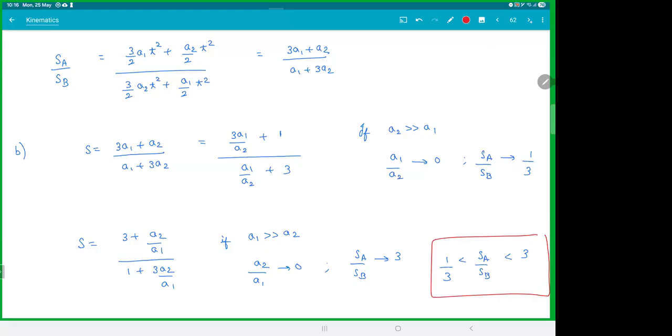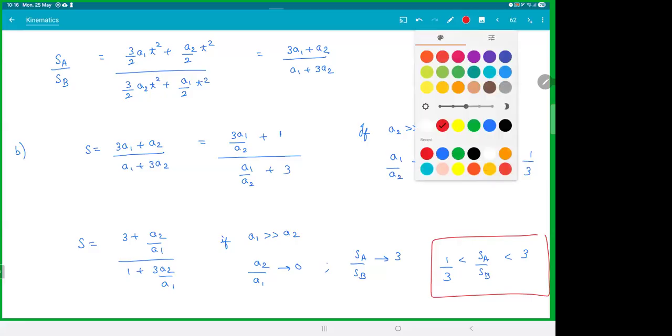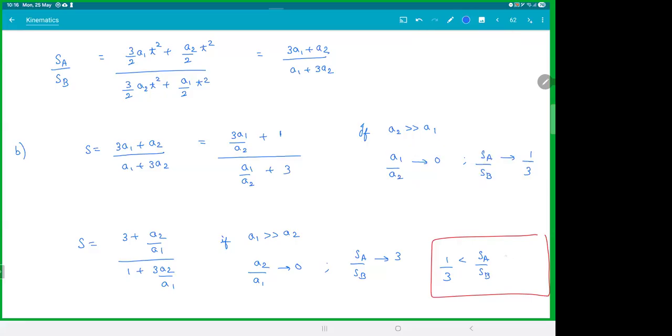Is that clear, everyone? So if your A2 becomes infinity, then you become 1 by 3. If A1 becomes infinity, then you become 3. But you can never become infinity, so you'll never reach those values. That's why you have less than or greater than. You don't have the equal to symbol there. That's why I said this is more of a max question, the second part.